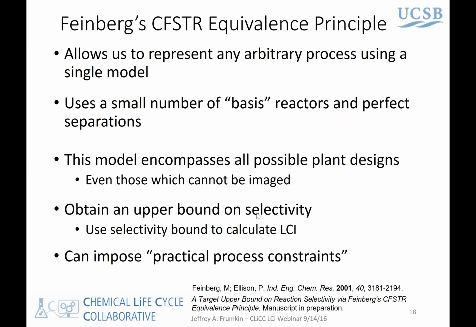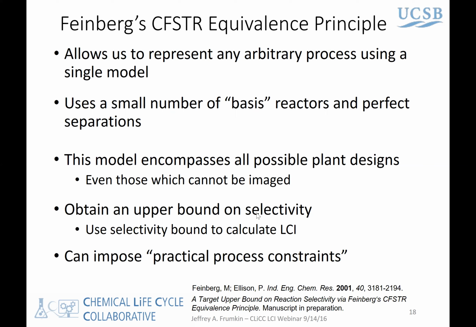Basically, instead of investigating every single chemical process you could think of, it allows us to essentially optimize a single model. This model encompasses all possible plant designs, even those which cannot be imagined. So we only have to investigate one model instead of a nearly uncountable number of potential models. With this principle, we can obtain an upper bound on chemical selectivity, which we can use to calculate life cycle inventory data under the very best case scenarios.